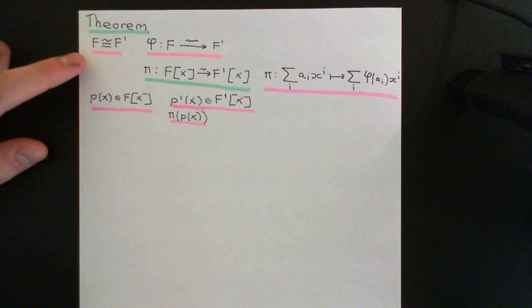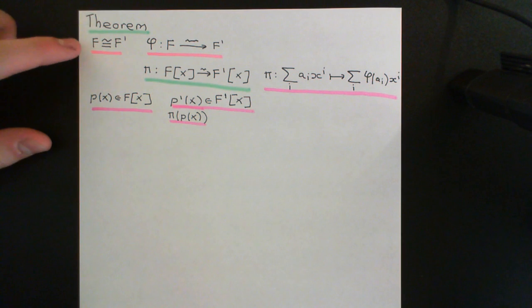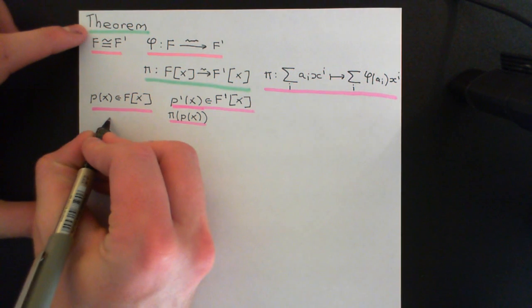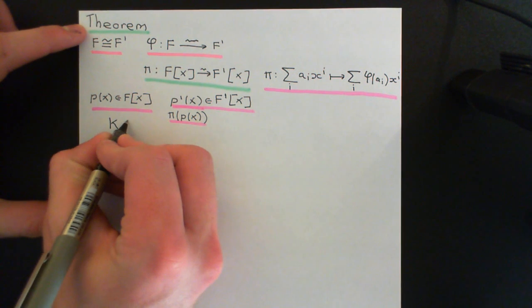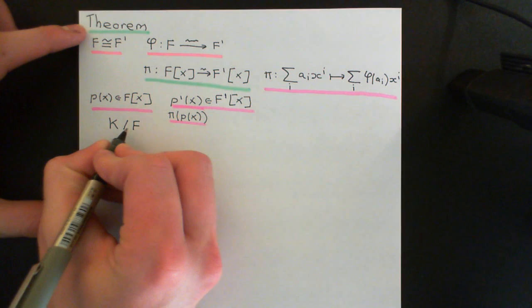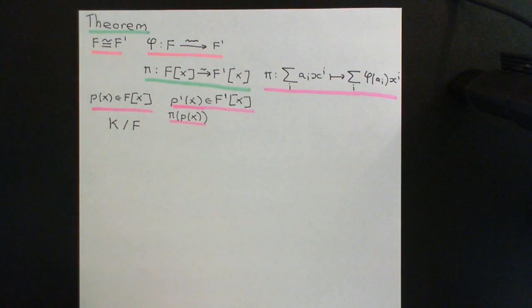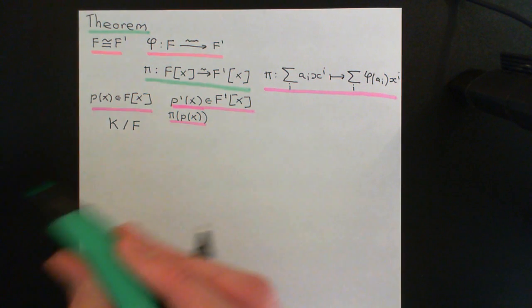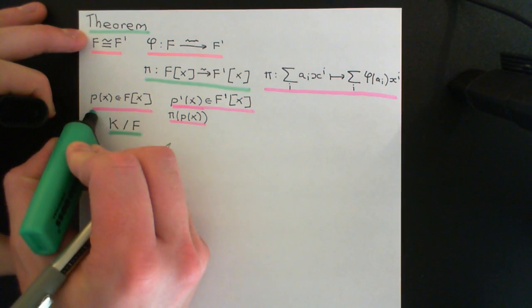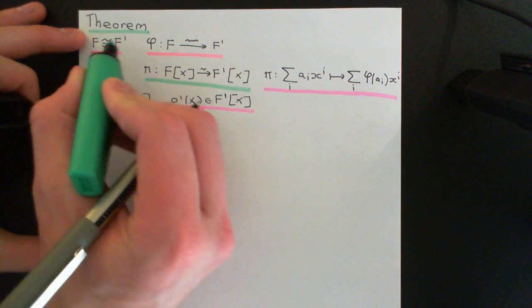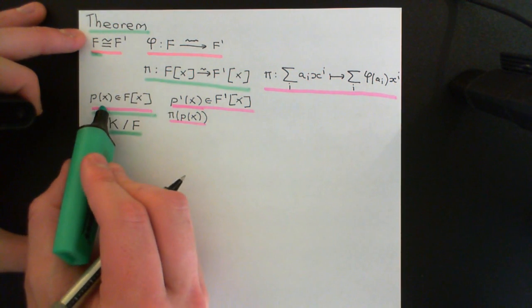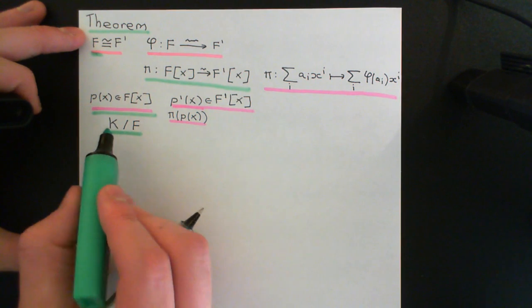Of course, I'm going to construct the splitting field for p of x over the field capital F, and we'll call that capital K. So capital K is going to be a field extension of F, and in particular, it's going to be the splitting field for this polynomial p of x here. Okay, and in fact I might underline all of this in green. This is the field capital F, here's the polynomial, and now we've got the splitting field.